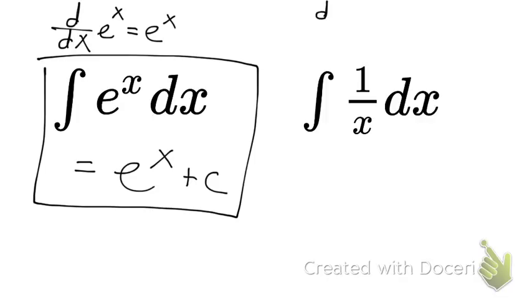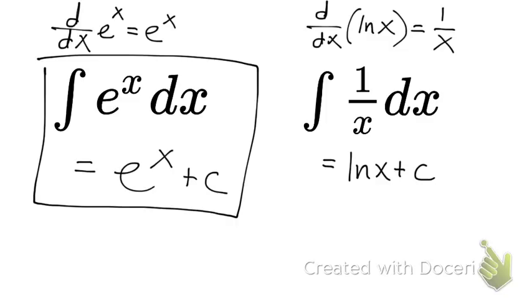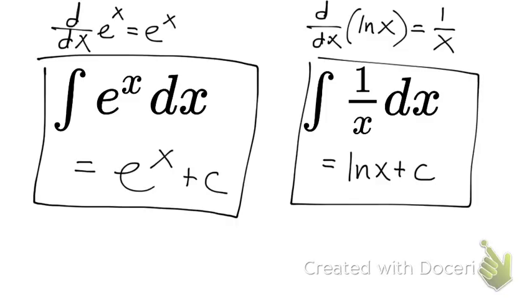Instead, this one stems from the derivative d dx of, drumroll, ln of x. Remember, the derivative of ln of x is 1 over x. So the integral of 1 over x is ln of x plus c. So again, these are our integral rules for transcendental functions if you want to jot these down in your notes.